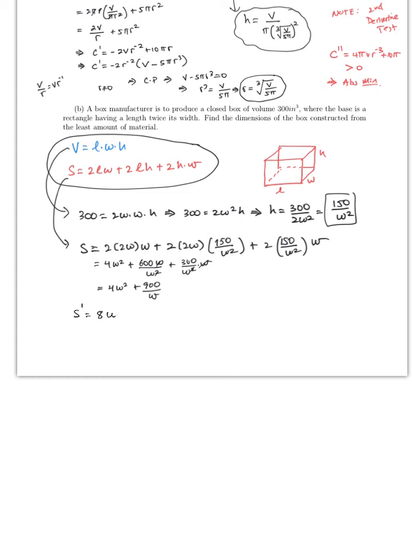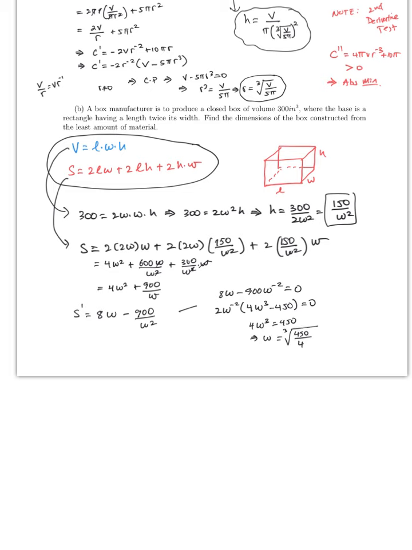So S prime is equal to 8W minus 900 over W squared, or you can say 8W minus 900W to the negative 2 is equal to 0. Now you can factor 2W to the negative 2. This will be 4W cubed. It's very similar factoring to the previous problem. Minus 450 equals 0. Therefore, that means 4W cubed equals 450, or W cubed is equal to 450 over 4. I mean, W will be equal to the cube root of that, whatever that is.